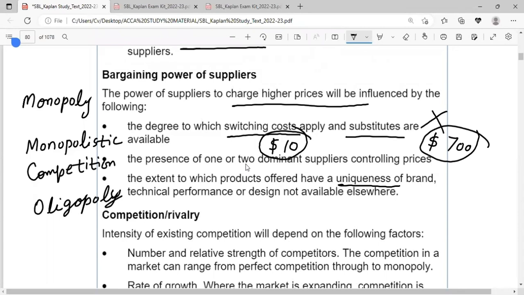But where there is low switching cost, you will prefer to purchase a new burger, you will prefer to try the new coffee because it costs you quite a low amount. If you are dissatisfied, you will not visit them again, right?